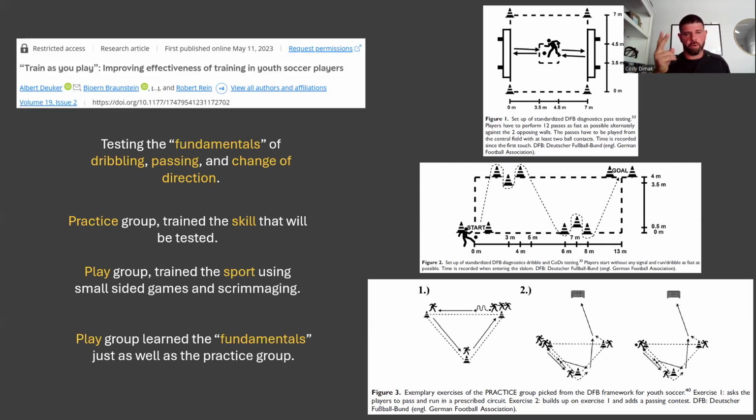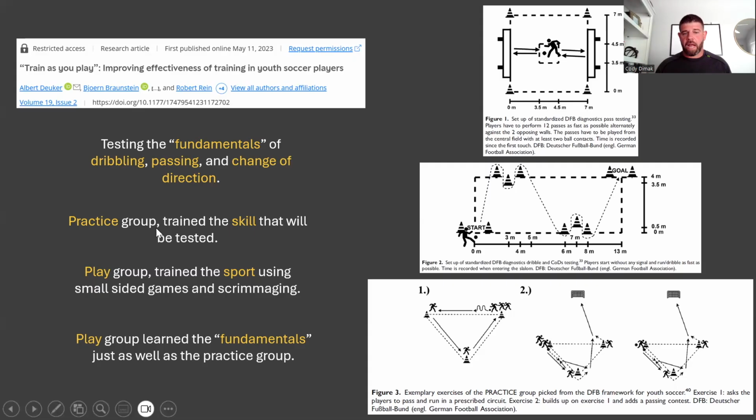The study had three groups, a control group and the two main groups I'm going to talk about. The test was dribbling around cones. This is the DFB, the German Football Association, so it's their test. The test is dribbling, passing, and dribbling around cones, zigzagging. So very much a linear, traditional approach here.